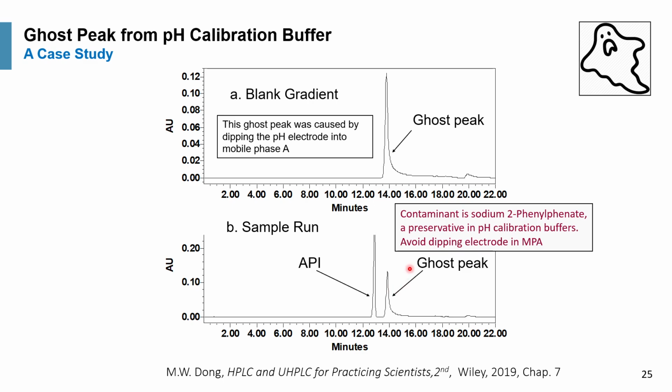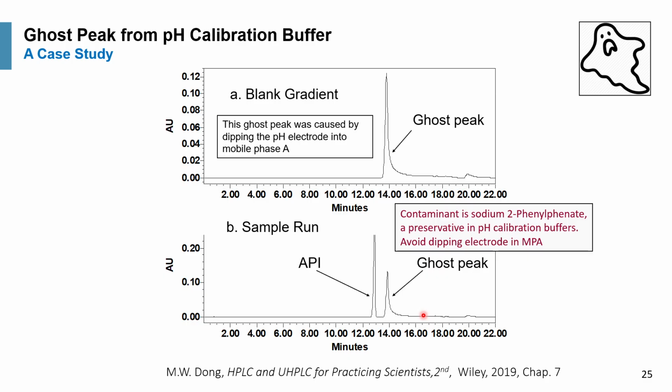The ghost peak is actually a contaminant coming from sodium 2-phenylphenolate, which is a preservative commonly used in pH calibration buffer. When we were titrating the mobile phase A buffer, we dipped the pH electrode in the buffer. Even after extensive rinsing, for some reason, maybe the liquid junction was not in the best shape, we were not able to rinse it out that particular time. So a little bit of that preservative leached out into mobile phase A, giving you a huge ghost peak.